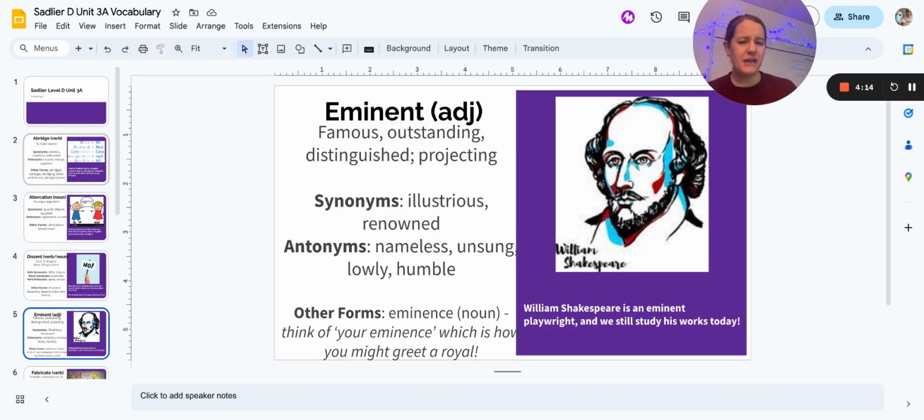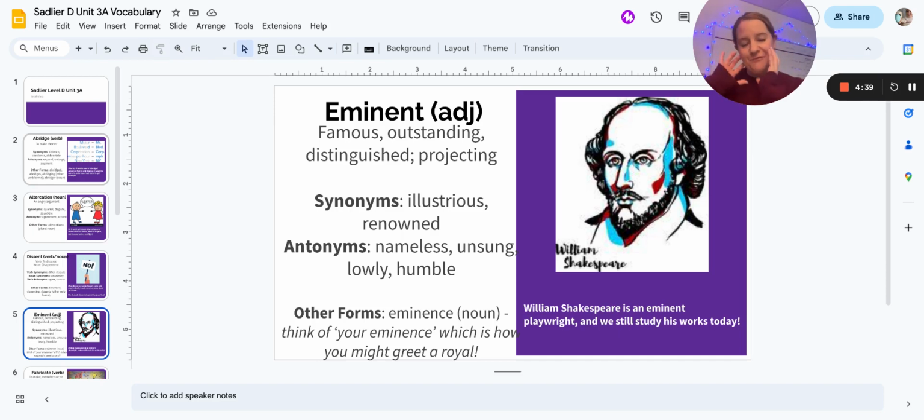And the noun form that I've listed is not necessarily the exact same root of the word, but it's a word you might be familiar with. The word is eminence. It's a noun. So you could think of the phrase your eminence, which is how you greet someone who is royal. It's because they are very distinguished. And obviously, I'm going with my buddy William Shakespeare right here.